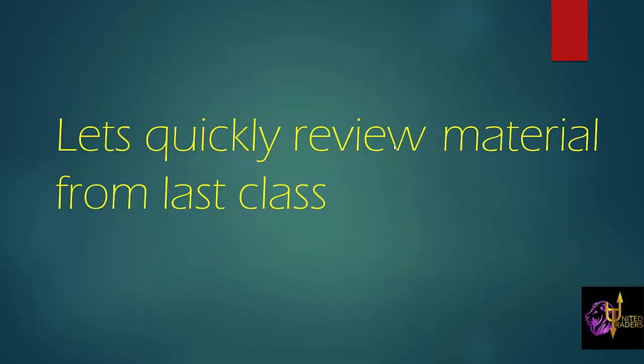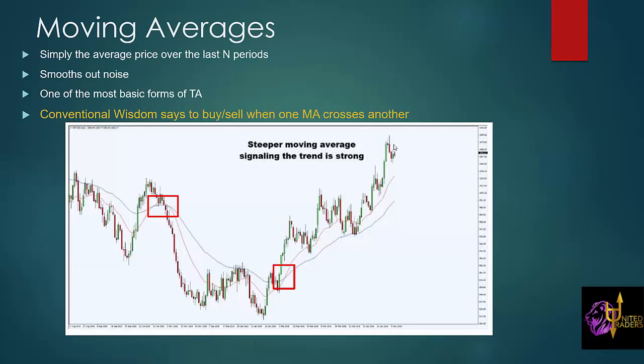So let's quickly review material from last class. I'm going to try to keep this to roughly 8, 9, 10 minutes or less. Last time we discussed that moving averages are one of the most basic forms of technical analysis. Traders often buy when the faster moving average crosses the slower one, and conversely sell. So for example, here we would have bought, here we would have sold. Moving averages simply average the price over the last n periods. So there's a recap on that.